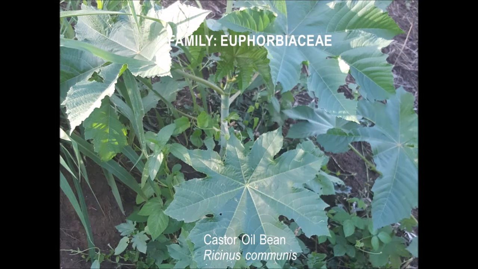From the Euphorbiaceae we have the castor oil bean. It's a common weed in disturbed areas. Ricinus communis. Ricinus refers to ricin, which is the toxic compound that is found in the beans of this plant. Highly toxic.